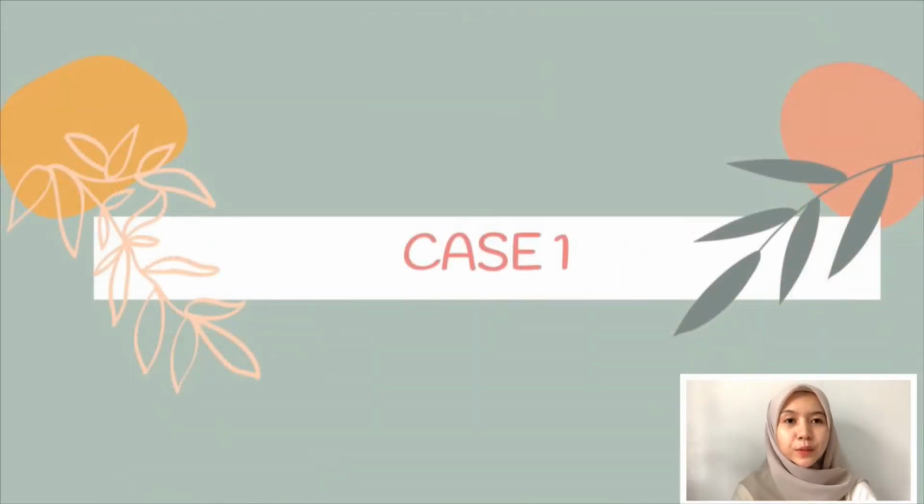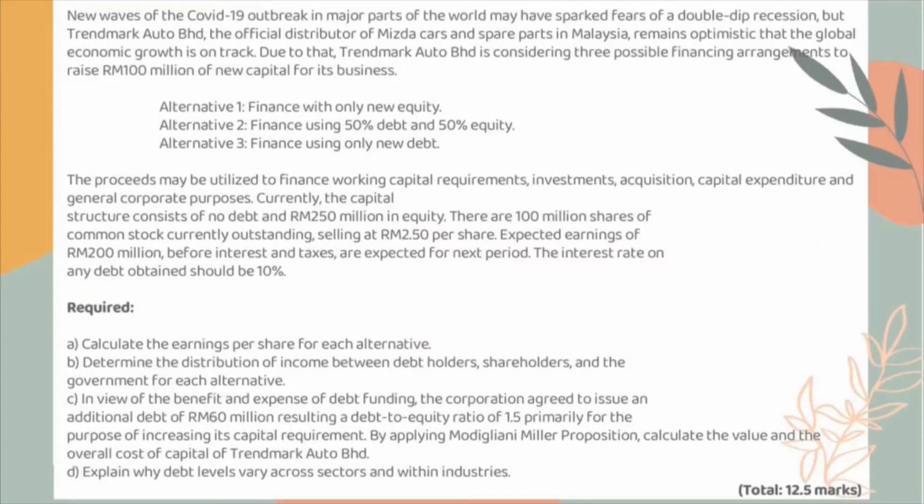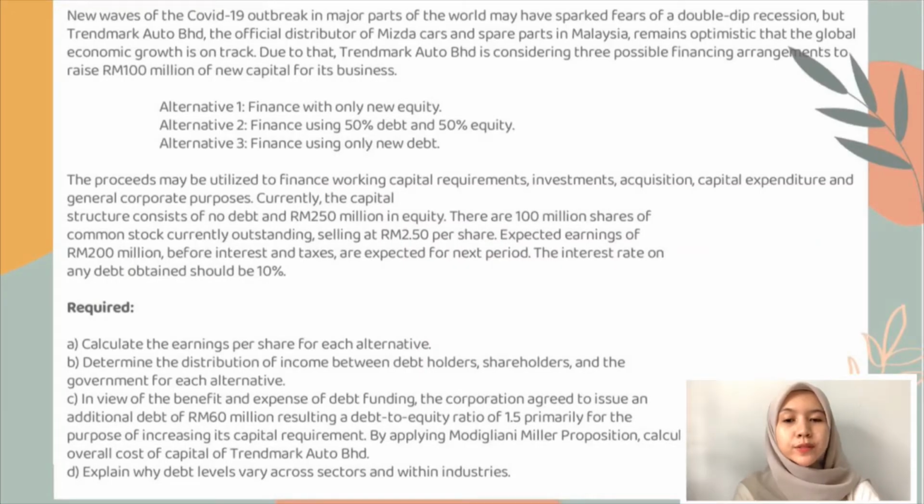First, we will start with case 1. New waves of the COVID-19 outbreak in major parts of the world have sparked fears of a double-dip recession, but Trademark October Heart, the official distributor of Nasdaq cars and parts in Malaysia, remains optimistic that the global economic growth is on track. Due to that, Trademark October Heart is considering 3 possible financing arrangements to raise 100 million of new capital for its business.